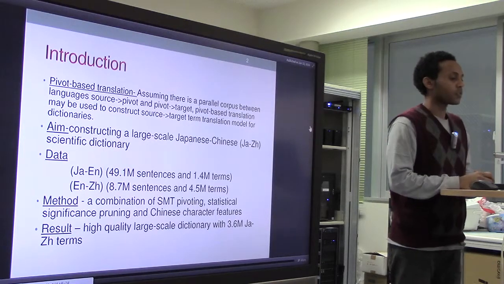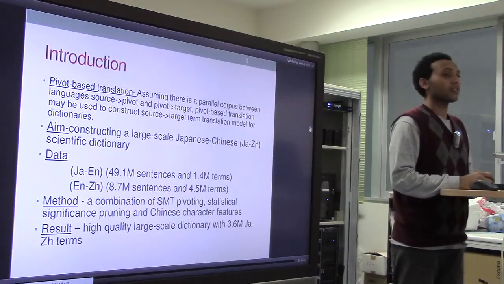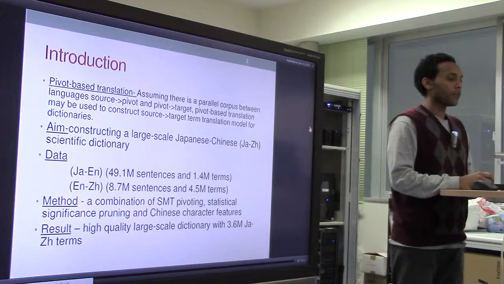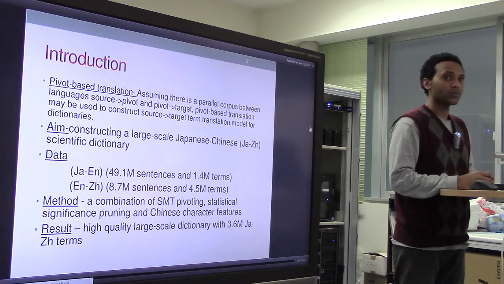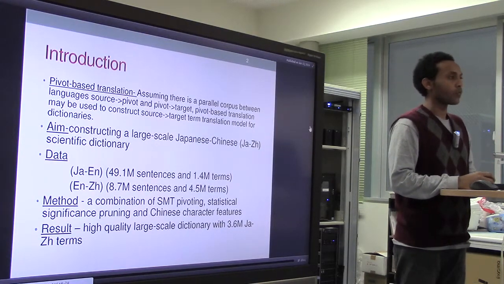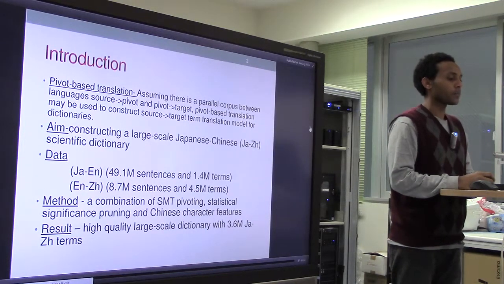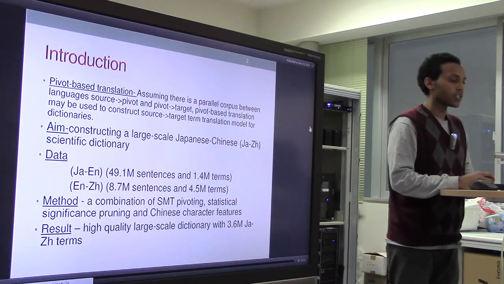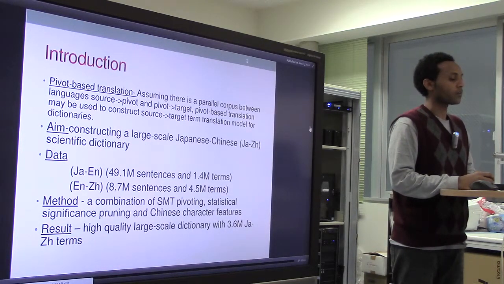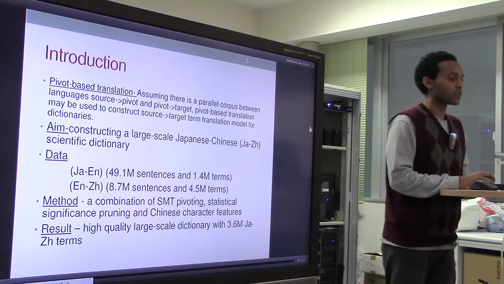The introduction. So in pivot-based machine translation, if there is a parallel corpus from a source language to an intermediate language that we call pivot, and from this intermediate language to another target language, then through this pivot-based translation, we can construct a source-target translation model for translation or for making dictionaries.